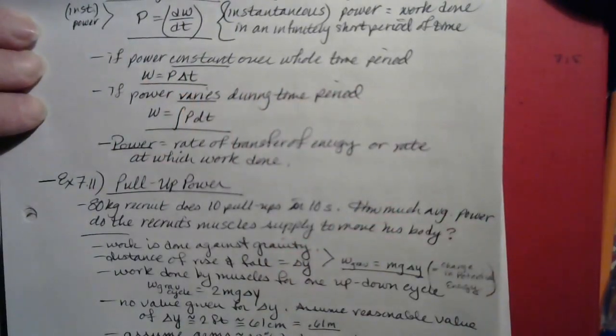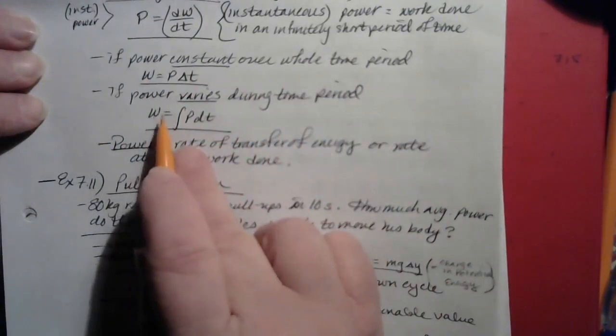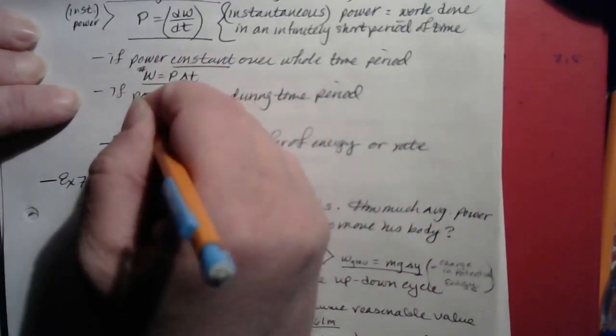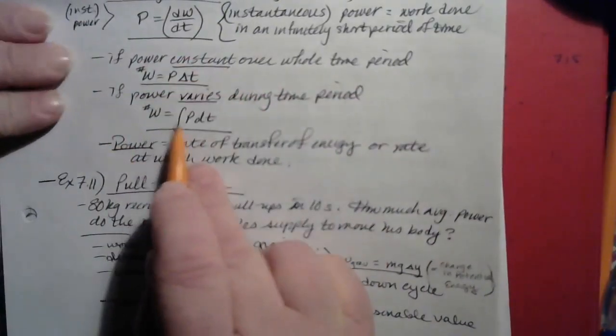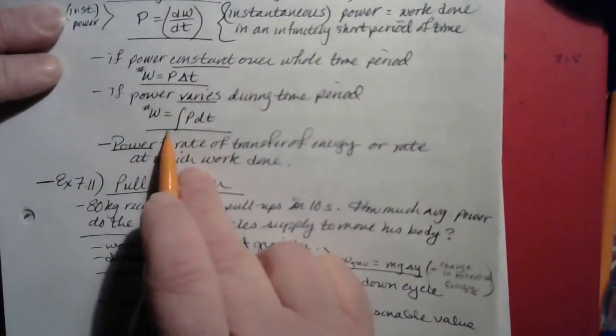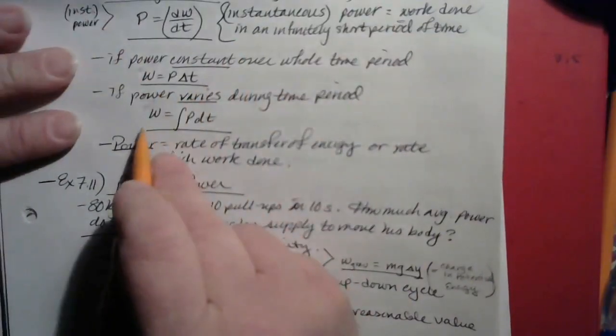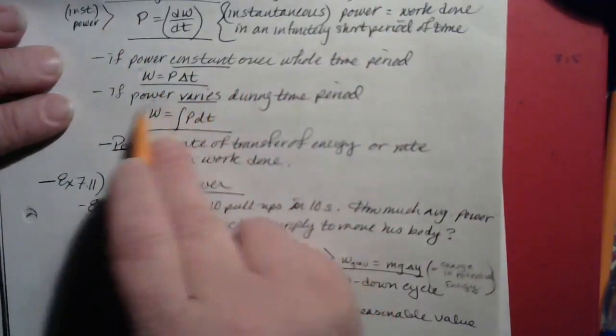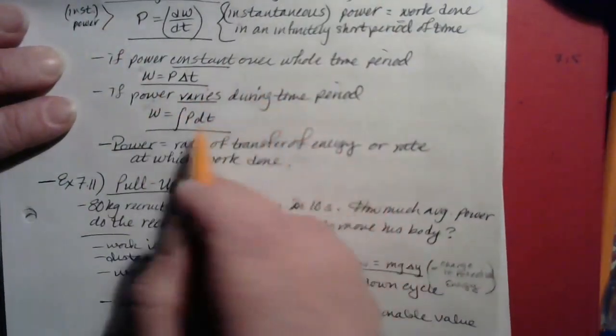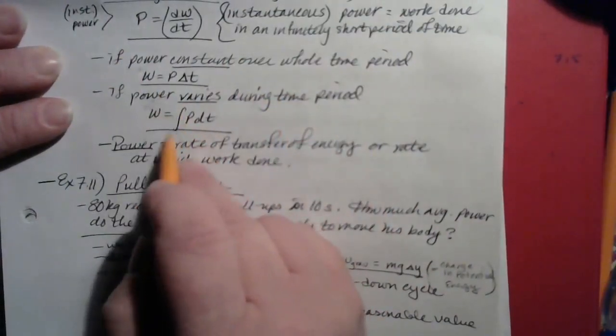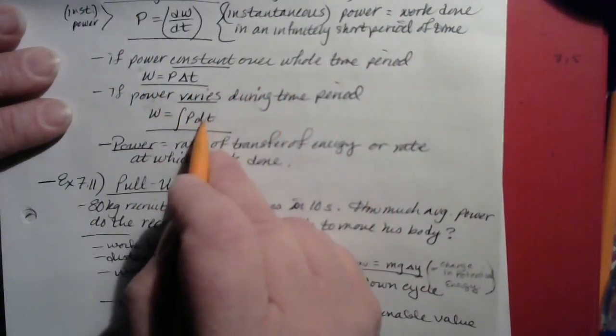If the power varies during the time period, then the watts, I'll put number there. So it's number of watts is just equal to, oh, sorry, no, that is work. Sorry, not watts. Work would be power times time, right? Work is, if the power does vary during the time period, then work is equal to the integral of power times dt.